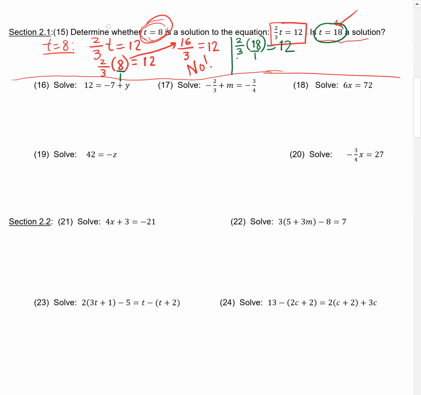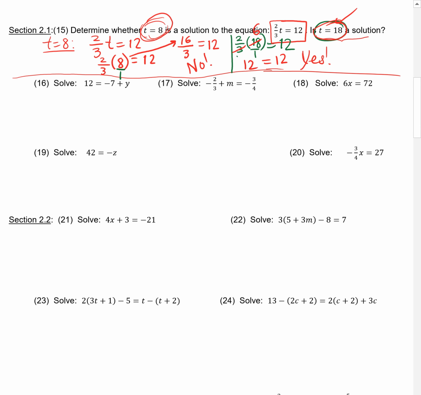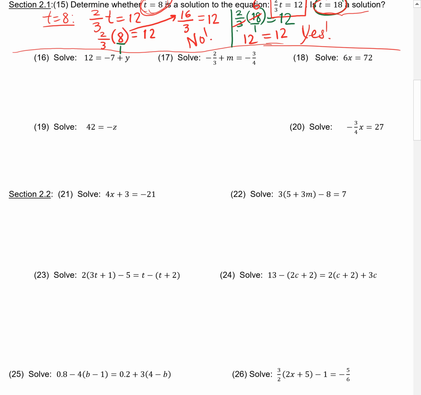It does reduce, actually. The 3 can go into the 18 6 times. If I multiply across, I have 2 times 6, which is 12. That's true. So that means t equals 18 is a solution. Yes, it is. That's good. I figured one would be and one wouldn't be, right? That's usually the way it goes. Not always, but a lot of times.